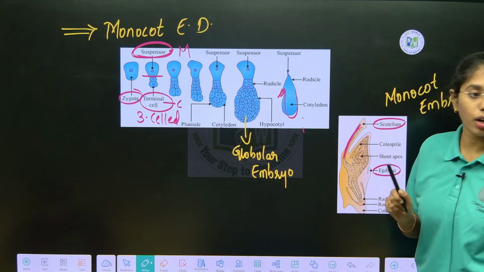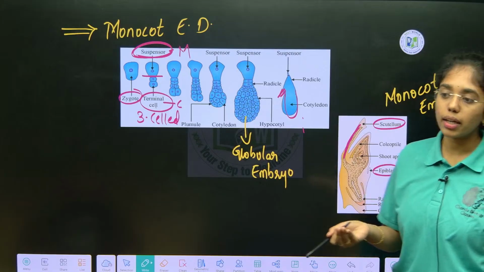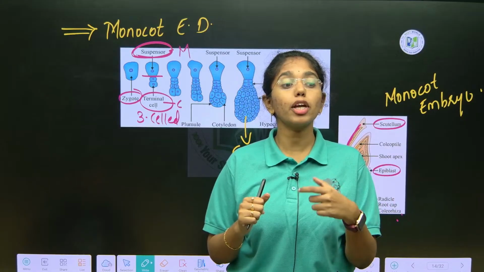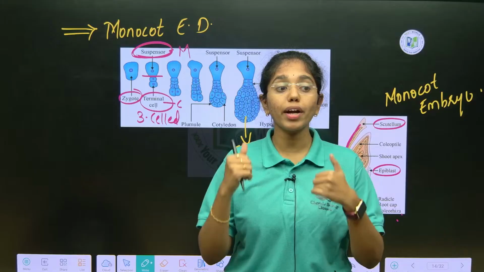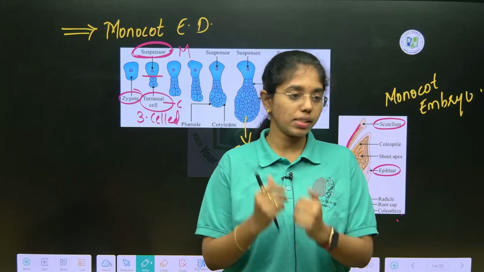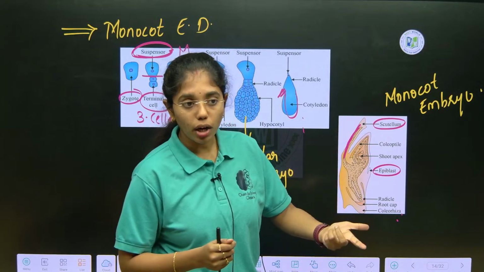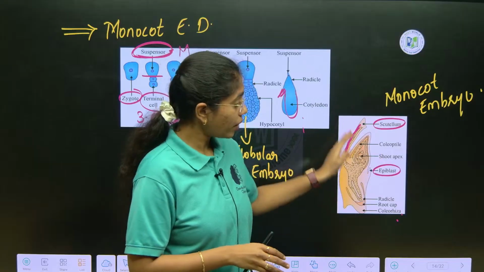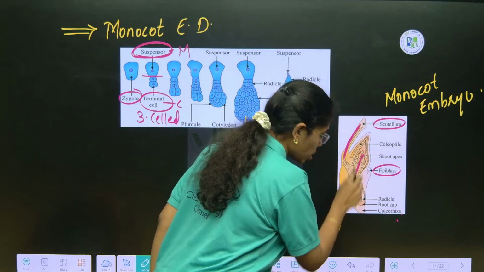Scutellum is the papery cotyledon. It will not provide any nutrients. Usually cotyledon means what? It has a leaf, it is known as embryonic leaves. Cotyledons are known as embryonic leaves, which will provide nutrients to the developing seed at the time of germination. But scutellum is addressed as the papery cotyledon because it itself will not provide any nutrients. It will derive the nutrients from the endosperm and give them to the embryonal axis.